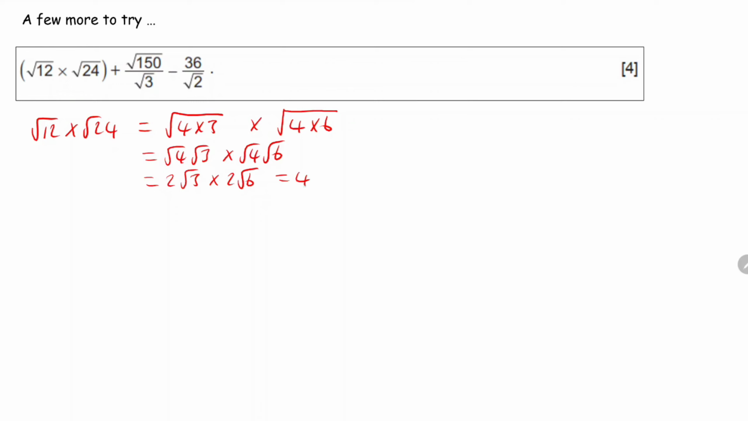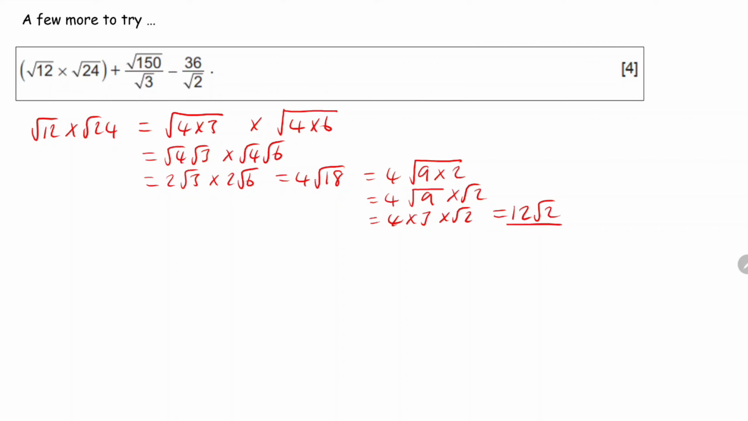2 times by 2 is 4. Root 3 times by root 6 is root 18. Now root 18 can be simplified further, because 9 is a square number that goes into it, which is 9 times by 2. So that gives you 4 root 9 times by root 2, which is 4 times 3 times root 2, which gives you 12 root 2. So that's our first term simplified by a long-winded way of doing it.